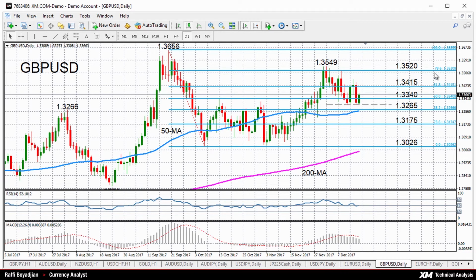That's just above the 78.6% Fibonacci at 1.3520. But if the pair is unable to challenge that high again, it's unlikely it would be able to gain sufficient momentum to retest the 5-month high 1.3656 we saw back in September.